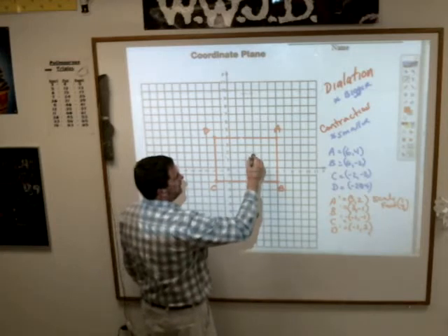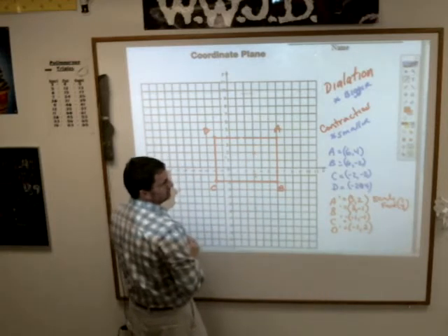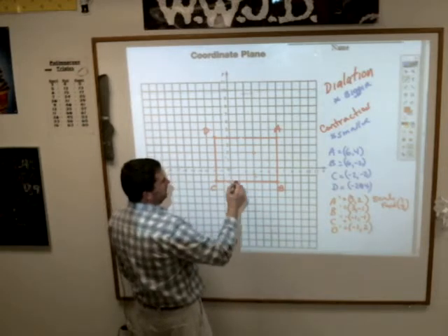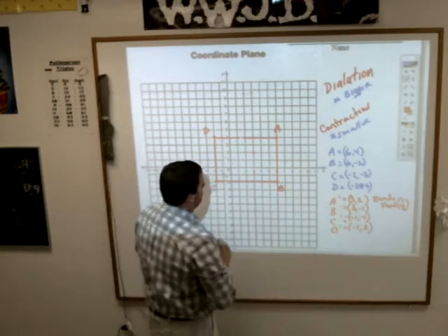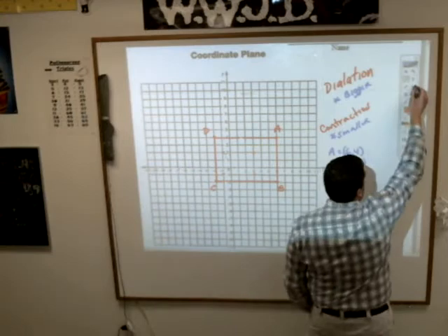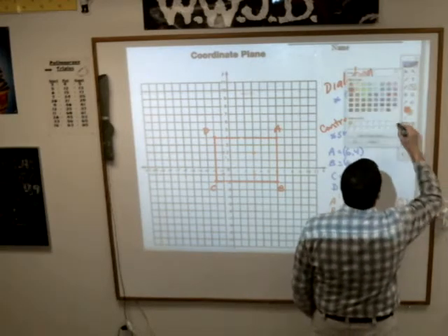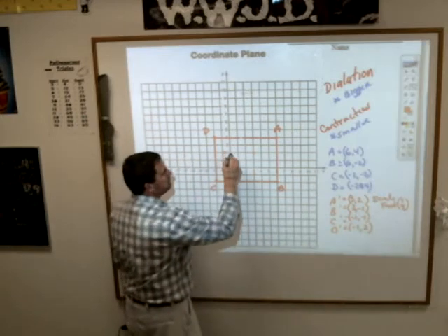3, 2 is right here. 3, -1 is right here. -1, -1 is right here. And -1, 2 is right here. And I am going to make a nice, solid, dark line for that as well. Love it.